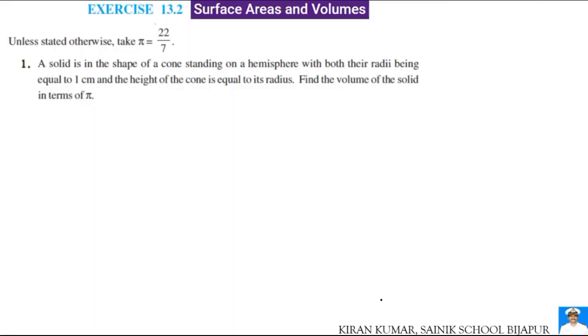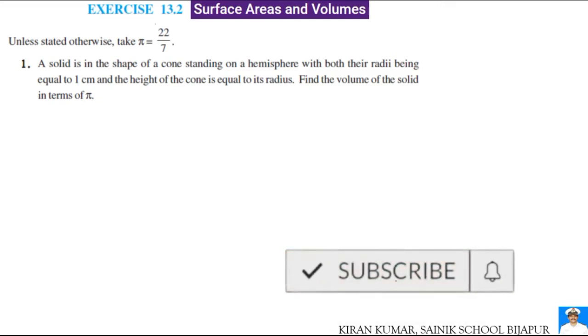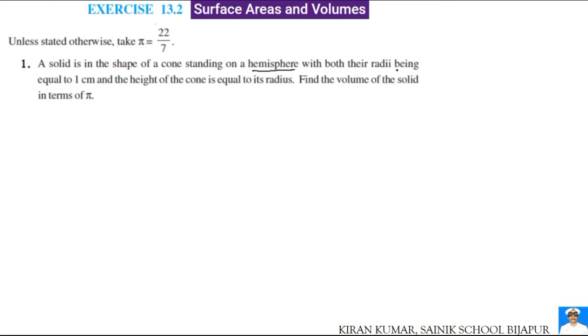First question here is, a solid is in the shape of a cone standing on a hemisphere with both their radii being equal to 1 centimeter. The height of the cone is equal to its radius. This information is very important. Find the volume of the solid in terms of pi. So we need not substitute the value of pi as 22/7. You have to solve in terms of pi.